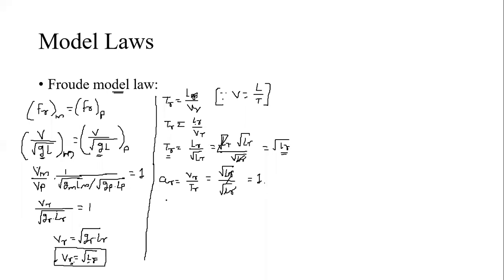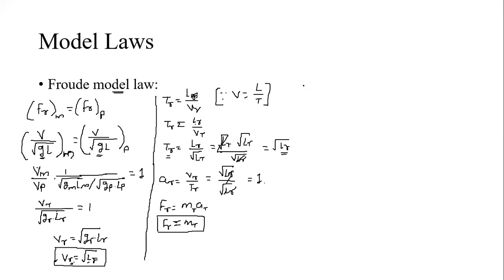Next one is the force scale ratio. Force is equal to mass into acceleration. That is the mass scale ratio into the acceleration scale ratio, isn't it? Now the acceleration scale ratio is 1. So the force scale ratio will be equal to the scale ratio of the mass, meaning the mass of the flowing fluid in the model divided by the mass of the flowing fluid in the prototype.